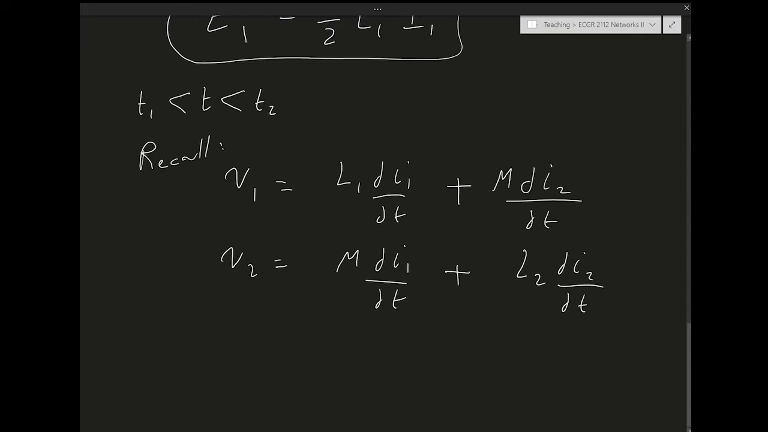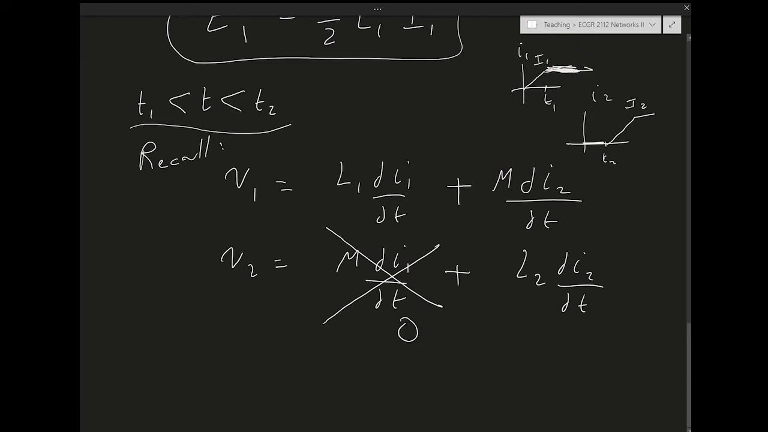Now, remember in our experiment, I1 goes from 0 and then remains constant. So this is T1, and then I2 at T1 is 0, and then it starts growing until it hits I2 capital. The key thing here is that in period 2 of our experiment, there is an I1, but this I1 is constant, is fixed. So that means I can take this out, so this becomes 0. By design, I1 is constant. So V2 will solely be due to the L2 term.